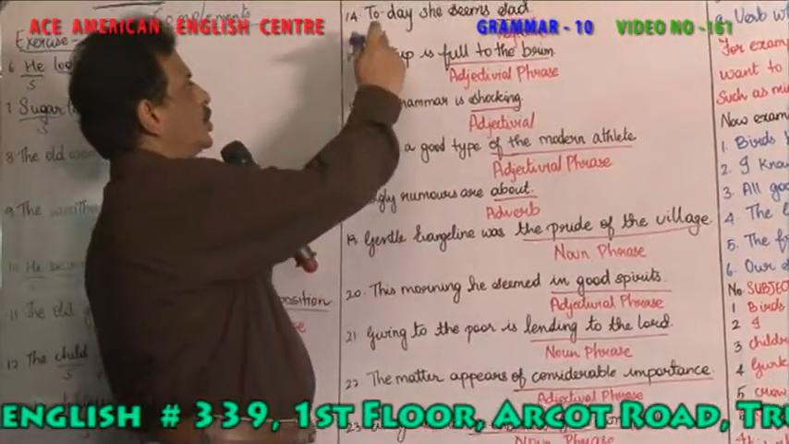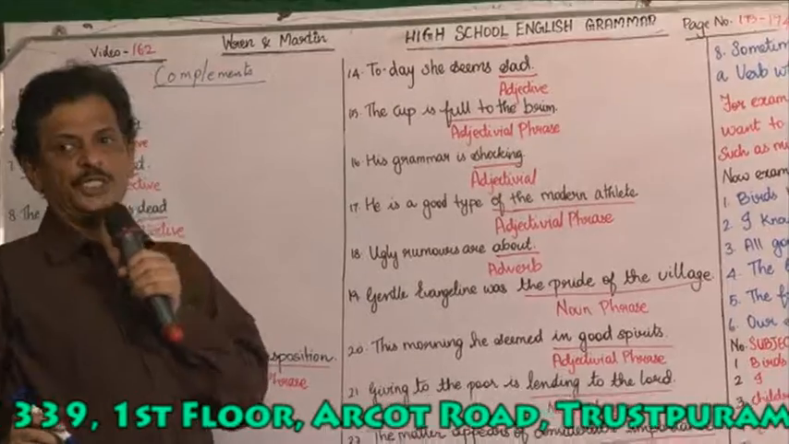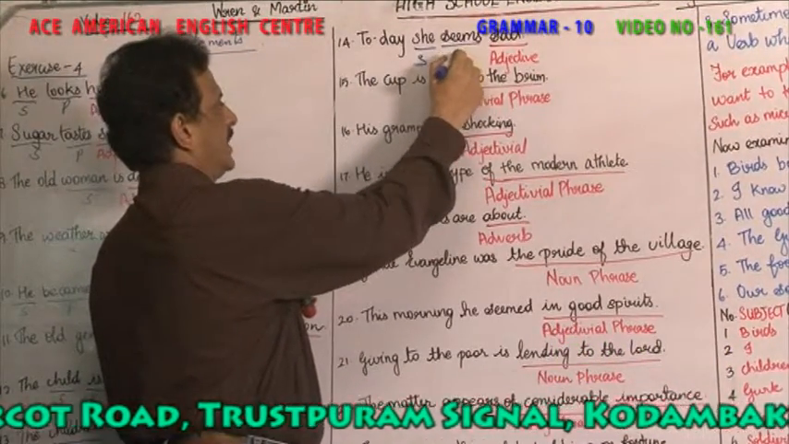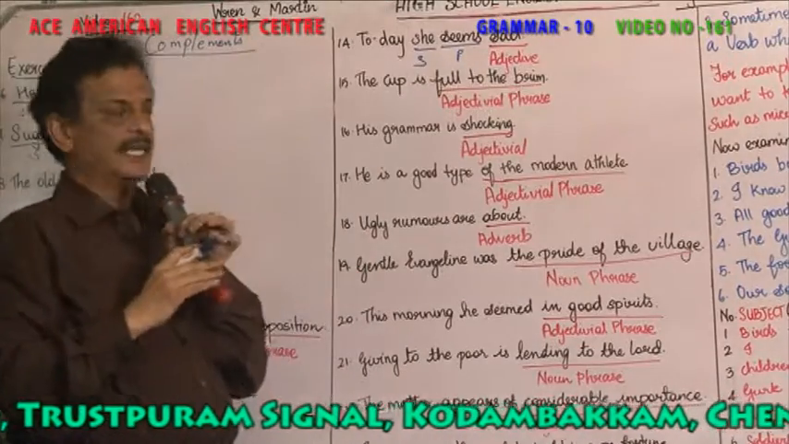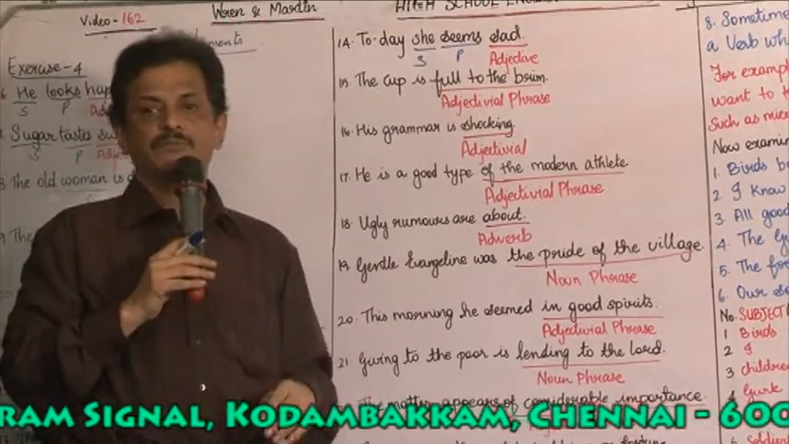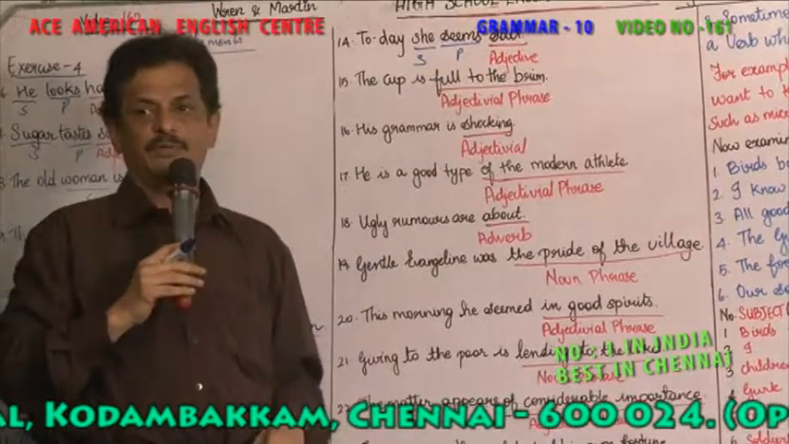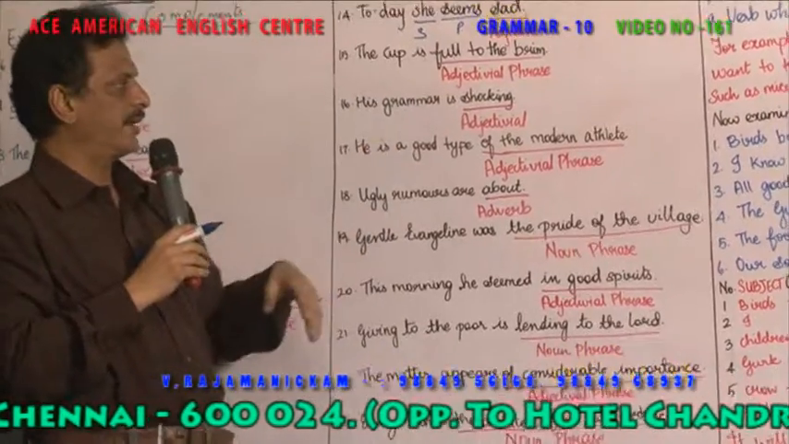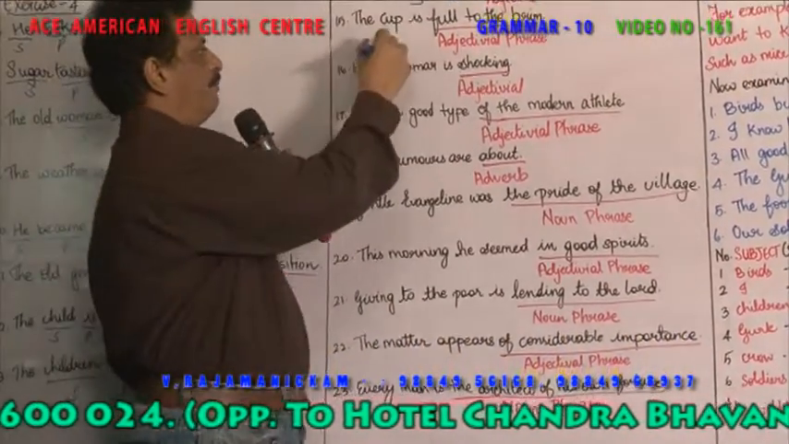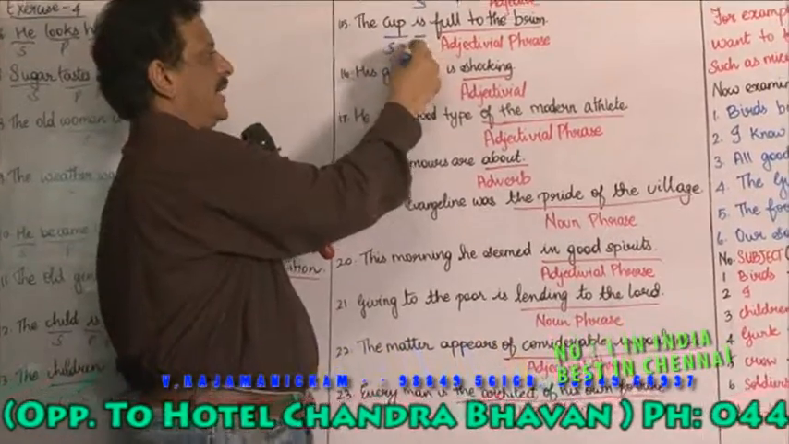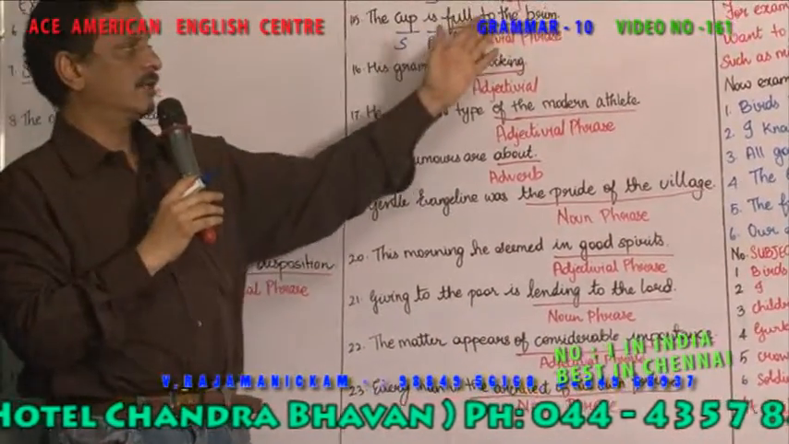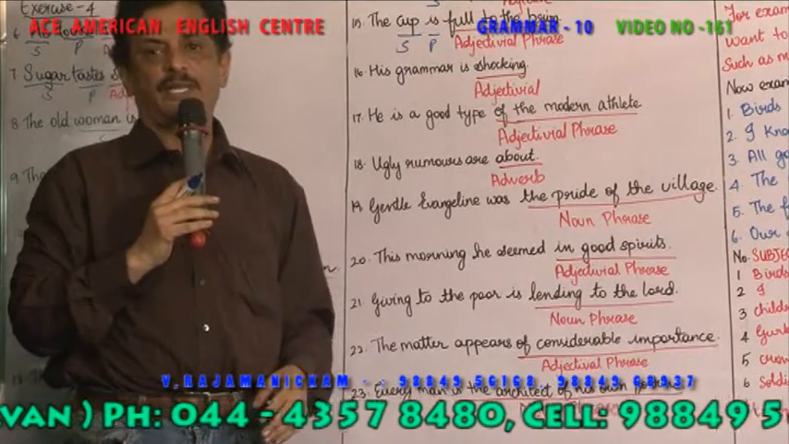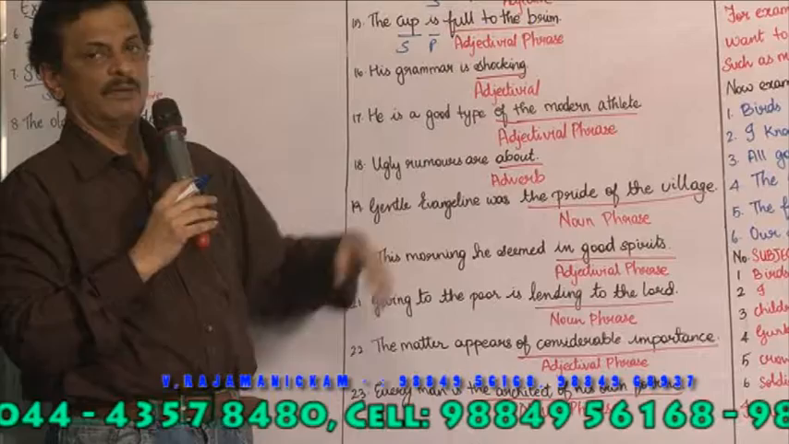Today she seems sad. So she is the subject word. Seems is the predicative word or the verb, and it is intransitive. It doesn't take an object. Sad becomes an adjective predicative word, so it is an adjective complement. The cup is full to the brim. Cup is the subject. Is is the predicative word, and it doesn't take an object, so full to the brim becomes an adjectival phrase or adjectival complement.